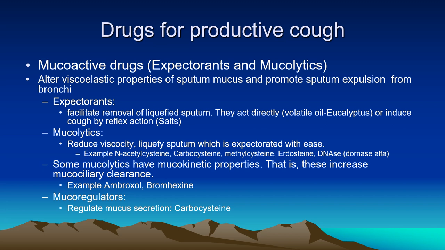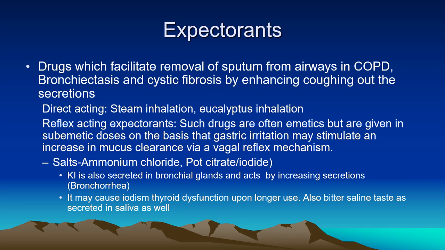Some mucolytics have mucokinetic properties, meaning they increase the activity of the cilia in the airways, and therefore they increase mucociliary clearance. Examples are ambroxol and bromhexine, although they are mucolytic agents per se. And mucoregulators can be those which also regulate secretion, and that is carbocysteine. Basically, it is mucolytic per se. So this distinction can be made, but these are the drugs which will be discussed.